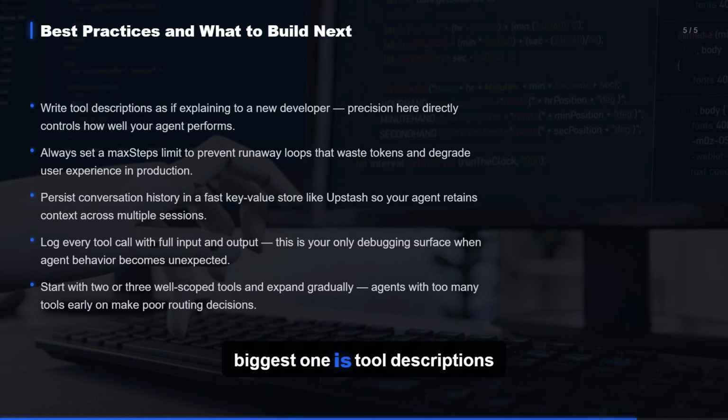The biggest one is tool descriptions. Spend more time on those than on anything else, because they're literally how the LLM understands your entire system. Treat them like documentation for a junior developer who can only read, never ask questions.